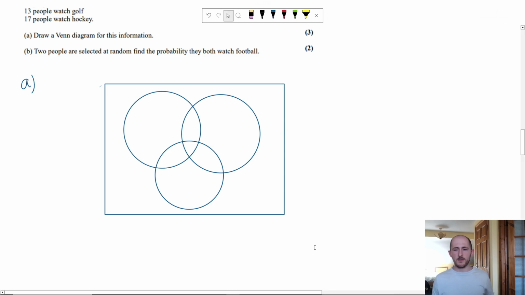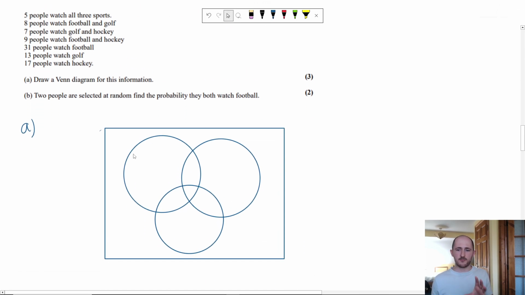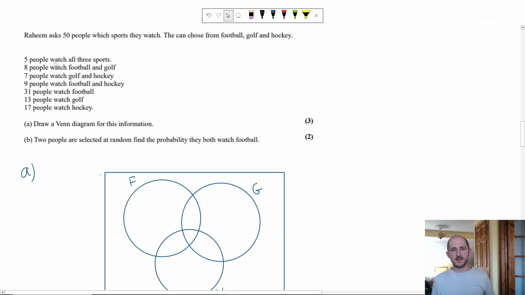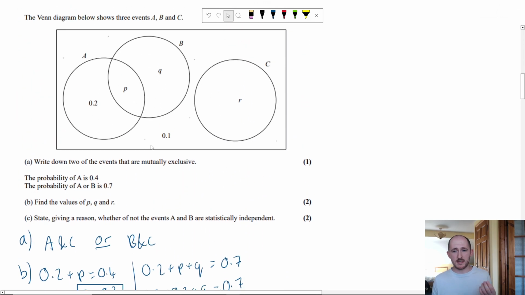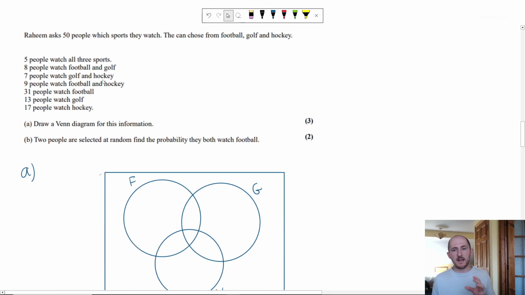And now what you want to do is label your circles. Now you don't need to write football, golf, and hockey. You can use letters. The examiners are relatively intelligent, and they'll be able to know what you mean, assuming you don't use some strange notation for it. And you might notice something. In our previous Venn diagrams, we had decimals, right? Because they represented probabilities. But Venn diagrams can also be used to just represent whole numbers, because we can work out probabilities from whole numbers and proportions.